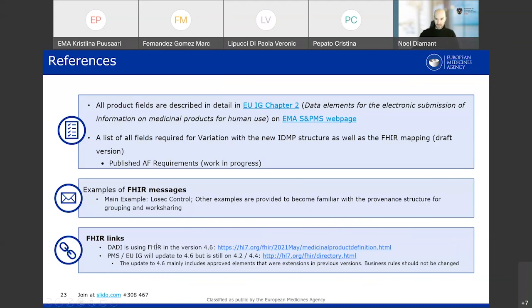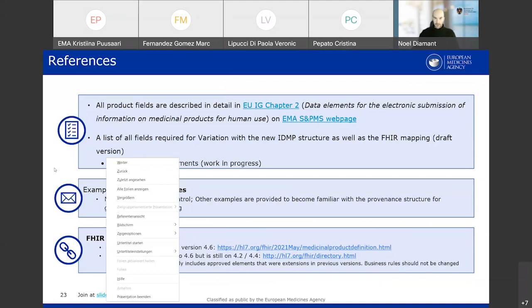Last but not least, we are linking in this presentation the FHIR version that we're using in the DADI project, which is 4.6. And once release 5 goes live, we will of course all go to release 5. But for now, we are on version 6, and PMS will update at some point to that version as well. They are still on 4.2 or 4.4. But it is important to note there is no large difference between those versions because we're using extensions, and the extensions in 4.2 or 4.4 have been requested and are already in version 4.6. So the newest version just doesn't have the extension, but the element itself.